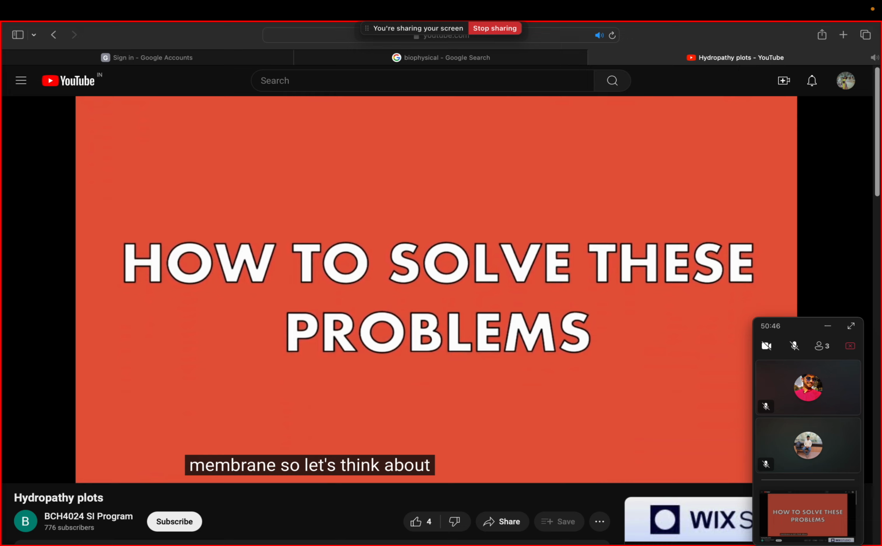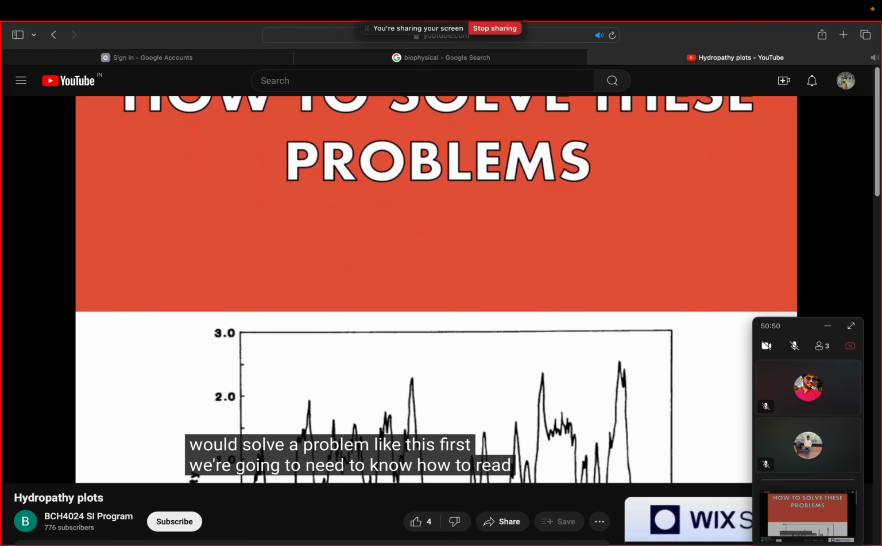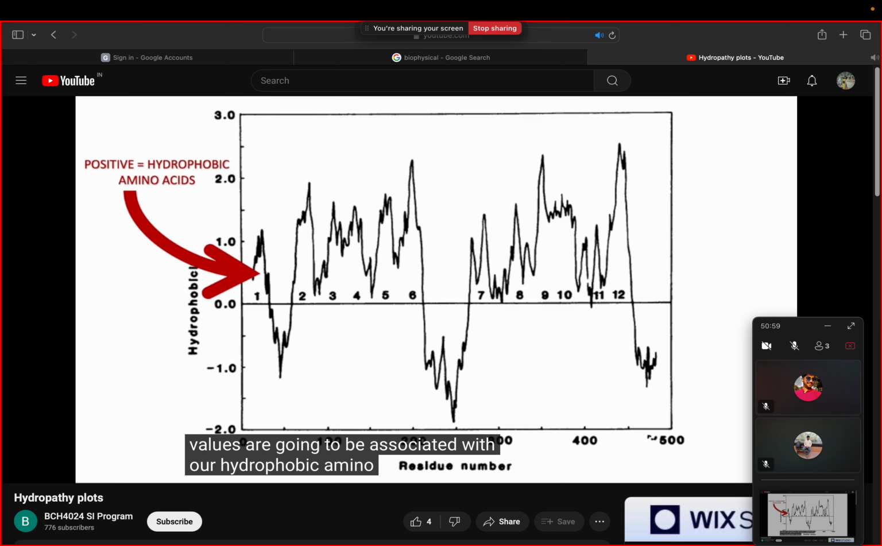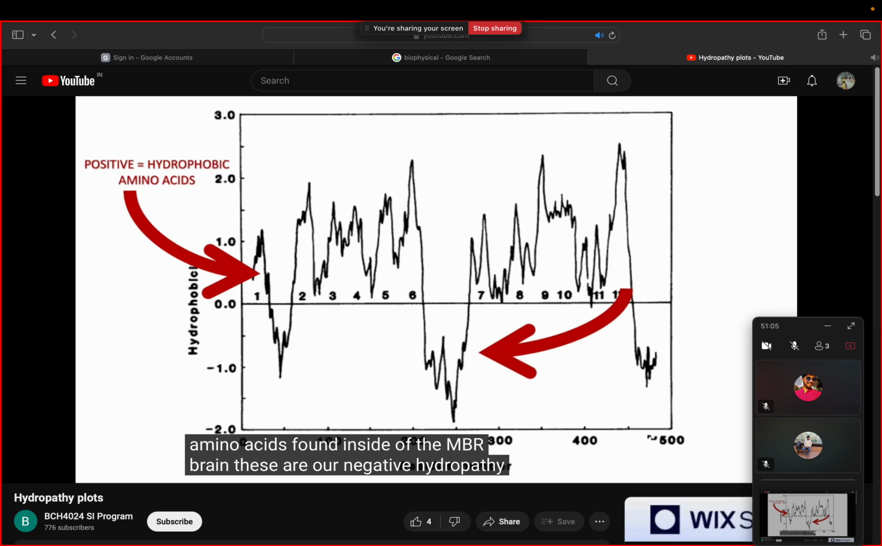So let's think about how you would solve a problem like this. First, we're going to need to know how to read our hydropathy plot. Make sure we understand that our positive free energy values are going to be associated with our hydrophobic amino acids, aka our amino acids found inside of the membrane. These are our negative hydropathy values. These are going to be associated with our hydrophilic amino acids, and they'll be found outside of our membrane.